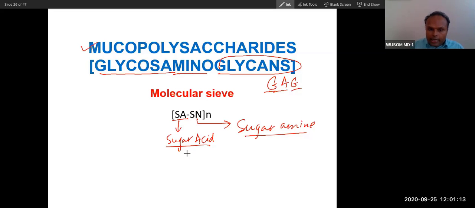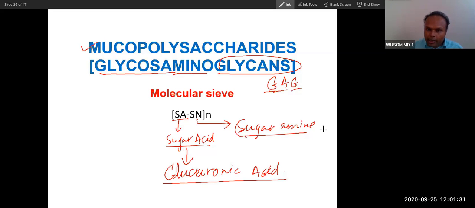Sugar acid is derived from glucose, called glucuronic acid. The sugar amine is derived from glucose and galactose. They are glucosamine or galactosamine.